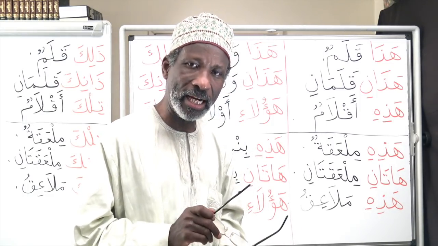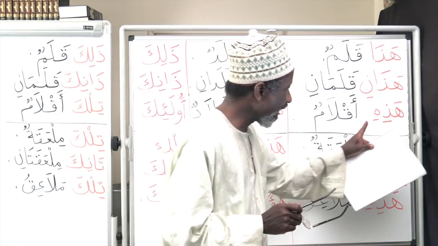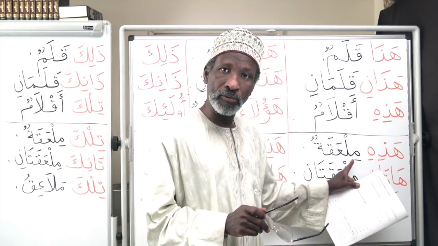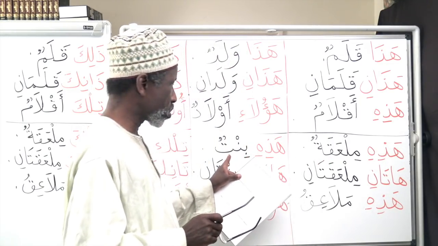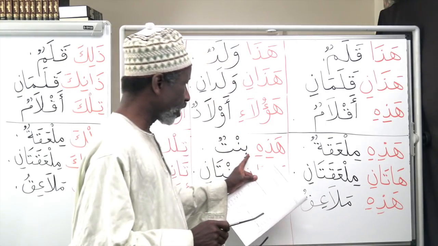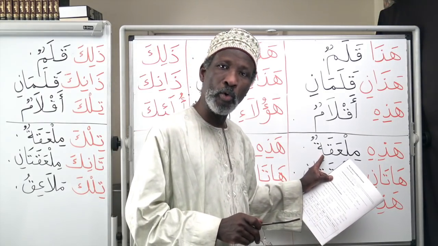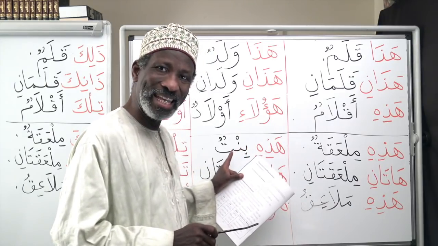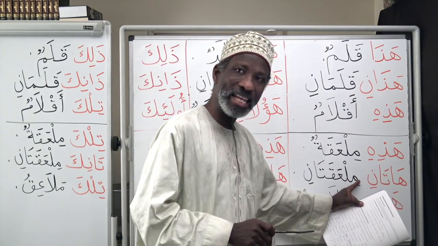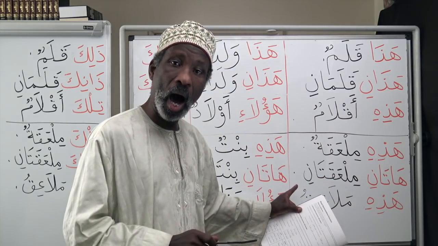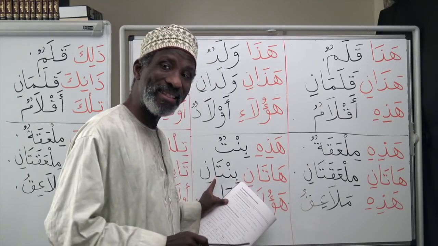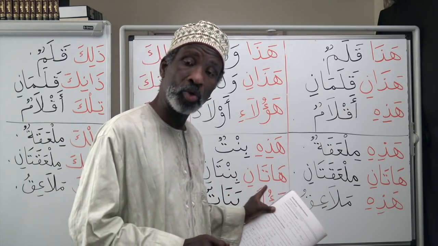Let's illustrate that. هذه is for feminine singular, both for object or human being. هذه ملعقة. This is a spoon. هذه بنت. This is a girl. هاتان ملعقتان. These are two spoons. هاتان بنتان. These are two girls.